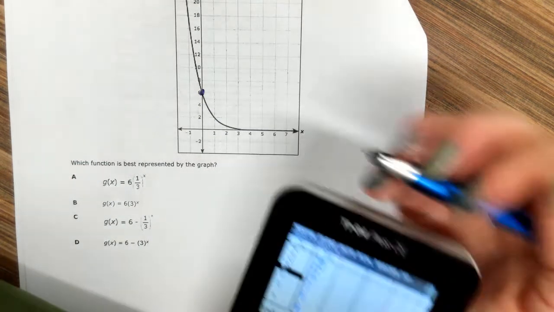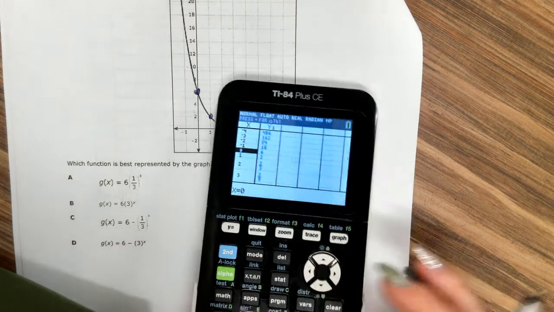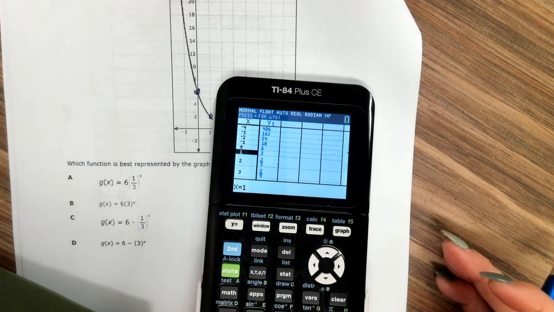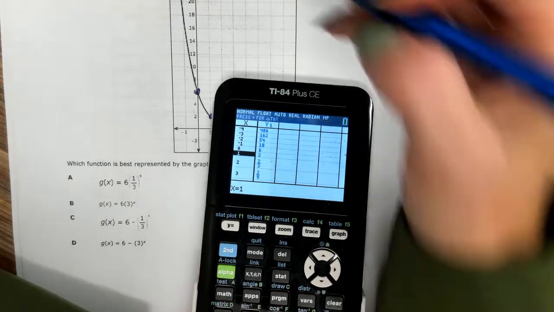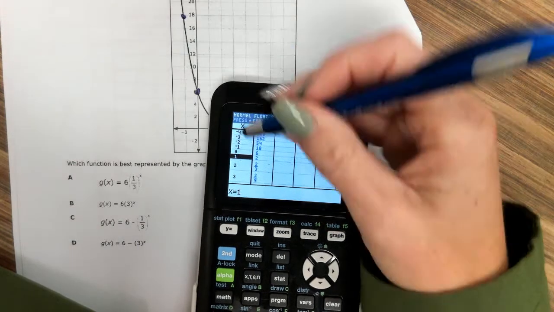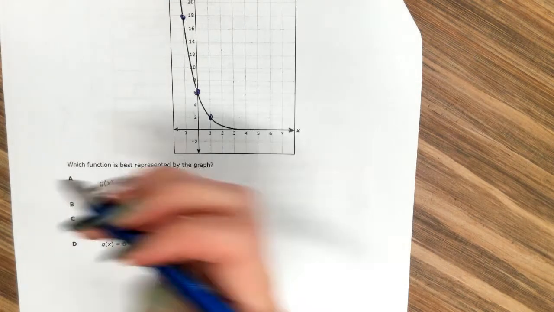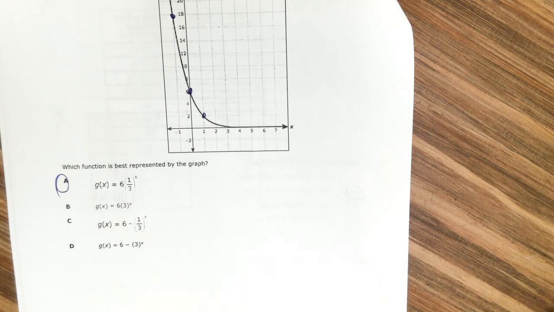There's also going to be a point at 1.2, and that was correct. And then I went over here and said there was a point at -1.18, and that was correct. The correct answer was A. So I just check the points on the graph and match it with the table.